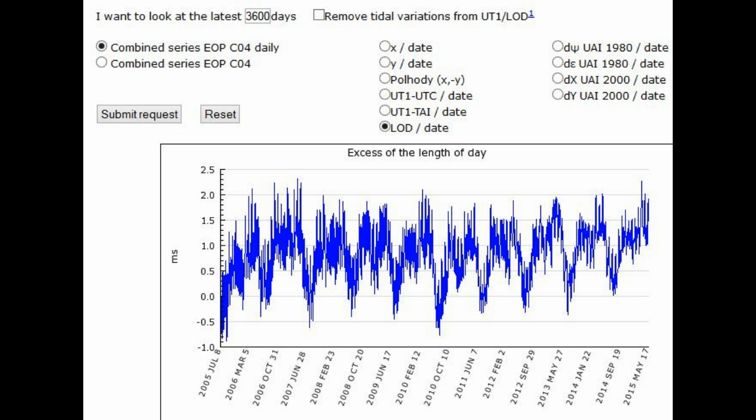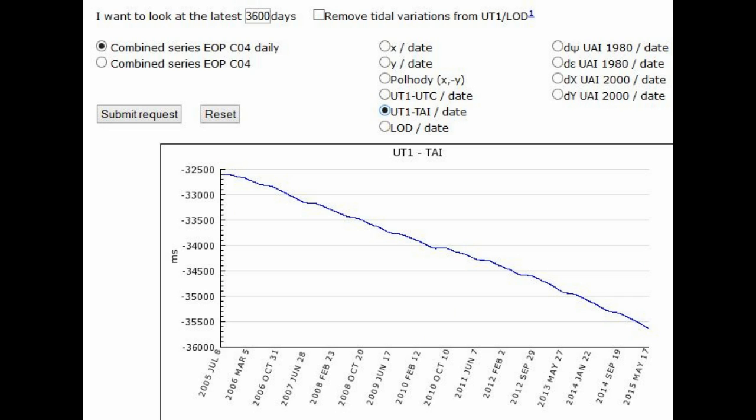The next couple slides are just going to be different data sets that you could run here. So you see the dot. This one's LOD, length of day by date. And you can see it consistently hangs around 1 millisecond per day. It grows. That's why they're constantly adding leap seconds. Every 1,000 days they add a leap second to catch up with it, because the day is getting longer.